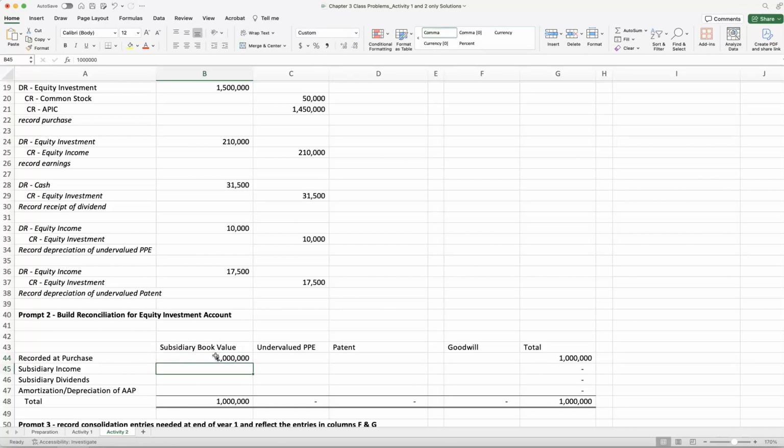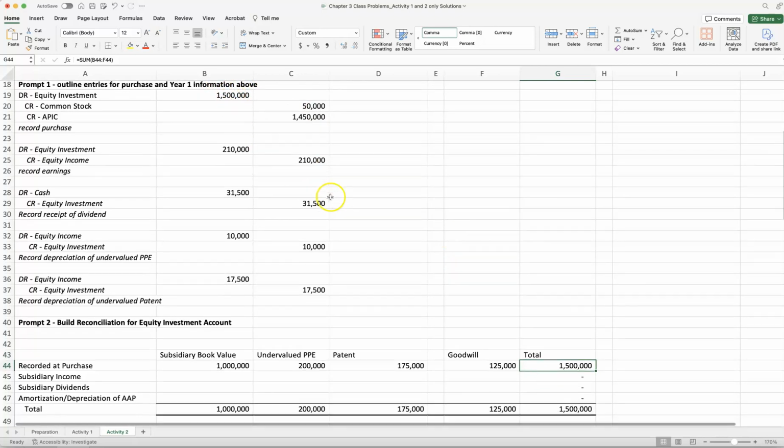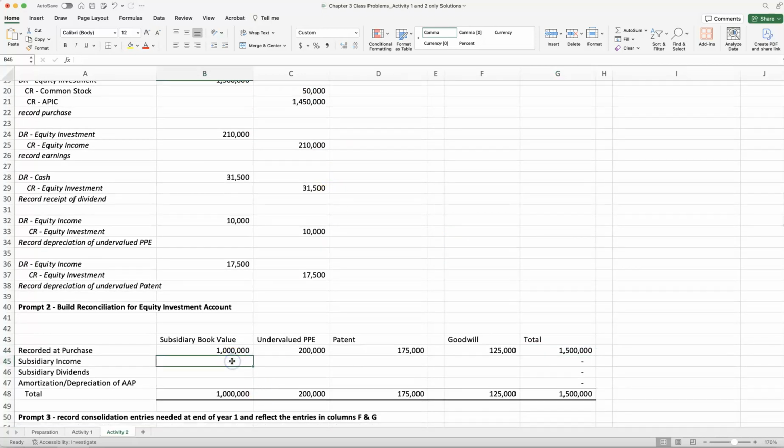We also assigned $200,000 to the undervalued PP&E, 175 to the patent, and the remaining we assigned to goodwill. Notice then that my total recorded at purchase, this 1.5 million, matches the 1.5 million I recorded above. Anything that happens on my subsidiary's GAAP equity, I'm going to use in column B.